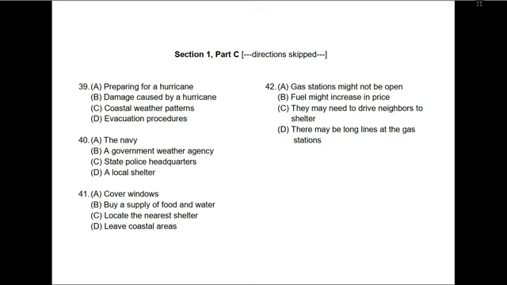Now we will begin Part C with the first talk. Questions 39 through 42. Listen to an announcement on the radio.